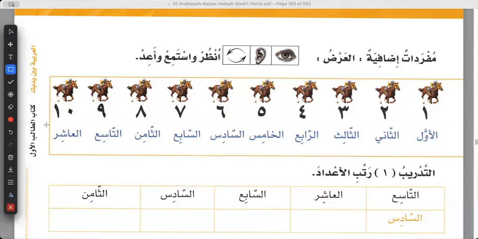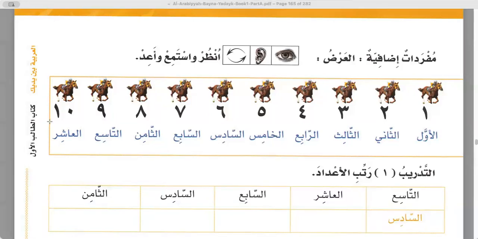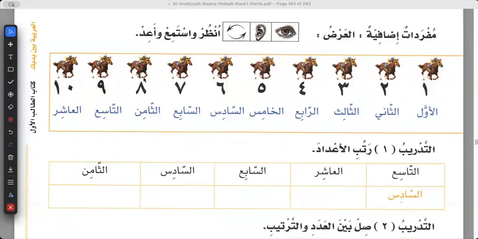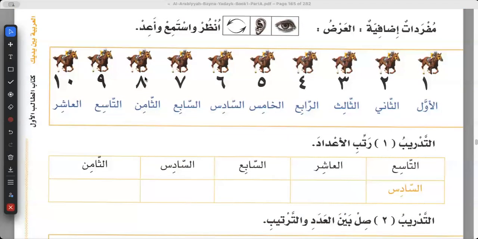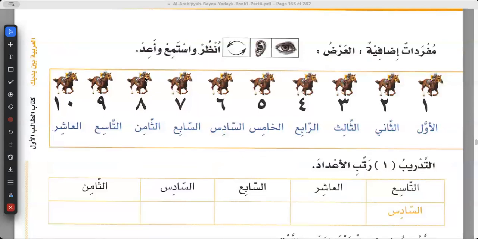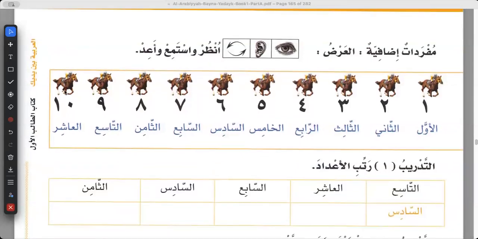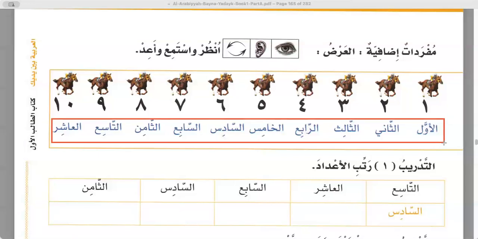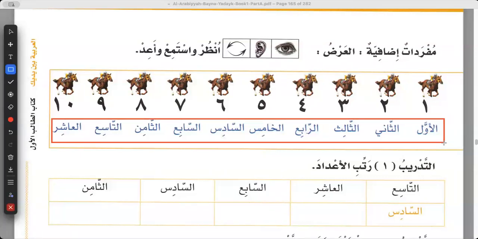So the feminine, they are not far-fetched. Al-awwal, the feminine is al-ula. Al-thani, al-thaniya. So you just add ta marbuta. Al-thalith, al-thalitha. Al-rabi', al-rabi'a. Al-khamis, al-khamisa. As-sadis, the feminine is as-sadisa.